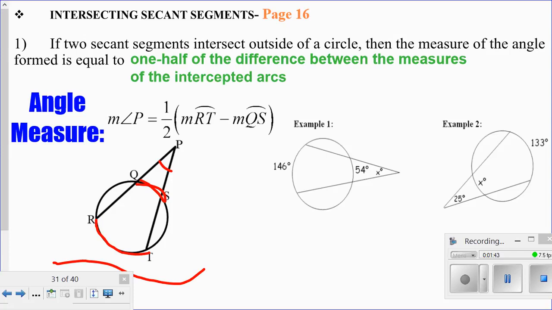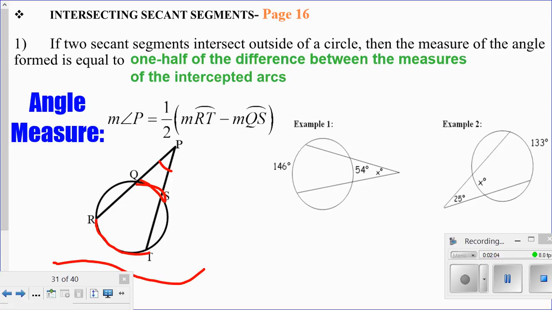Those 2 arcs are created from where the secants intersect. So if I take the measure of the larger arc and I subtract the measure of the smaller arc, and I divide that by 2 or multiply by 1/2, I'm going to get the measure of the angle there that's outside of the circle. So that's the theorem, that's the formula that we're going to use. Let's take a look at how we would use that in this first example.